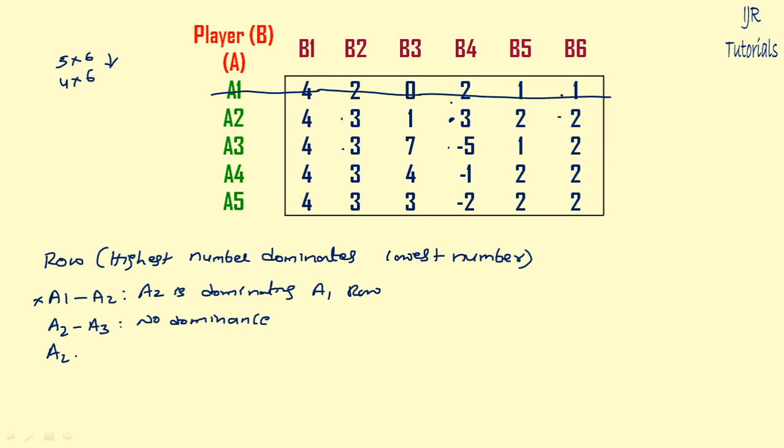Take another A2 to A4 comparison. See A2, A4: 4 and 4, both are equal, so both are dominating each other. The second one, 3 and 3, both are dominating. 1 and 4, yes, here the 4 is dominating 1, that means A4 is dominating A2. And see 3 and minus 1, so 3 is dominating. That means up to 3 numbers A4 is dominating, but on the fourth one, that is under B4, 3 is dominating minus 1. That means no dominance.